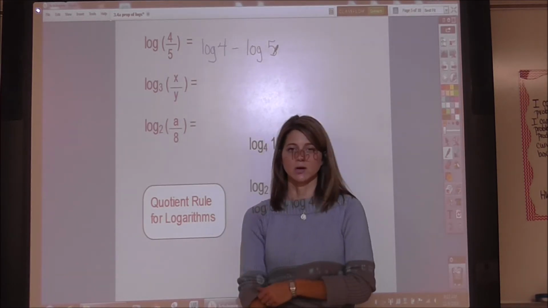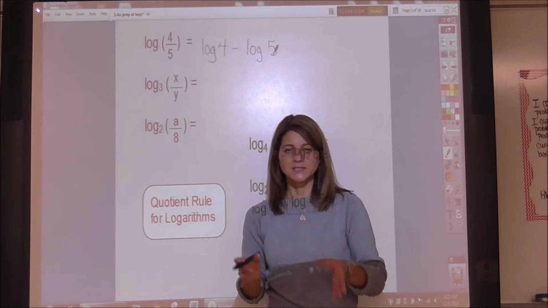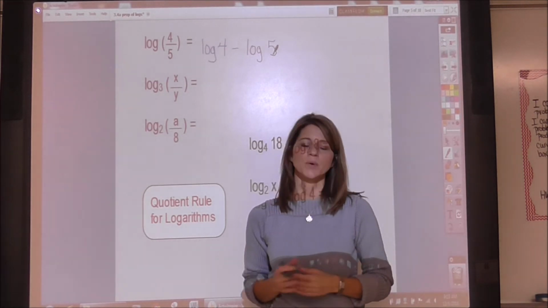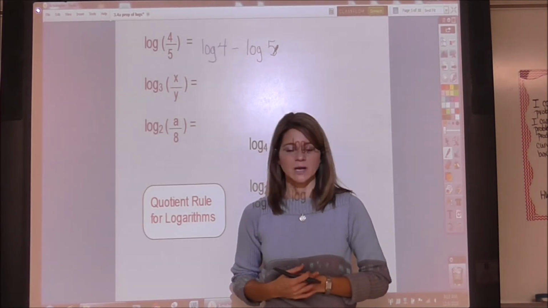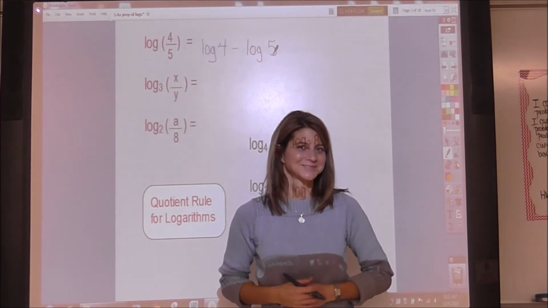This one we can actually check on our calculator. So pause me if you need to, grab your calculators. Okay, go pause, and then unpause, and we'll talk about how to do this one together. Ready? Pause.